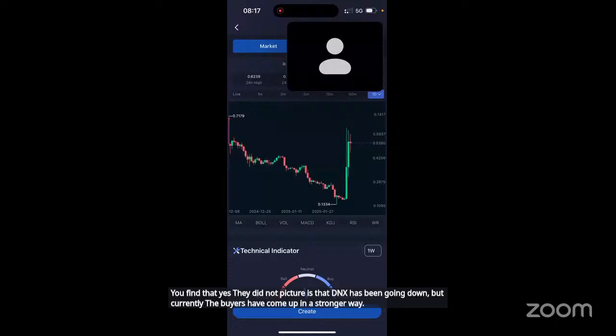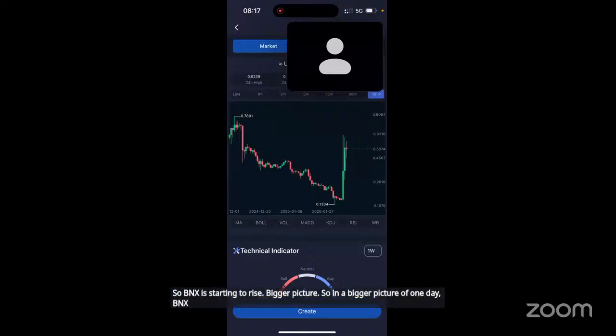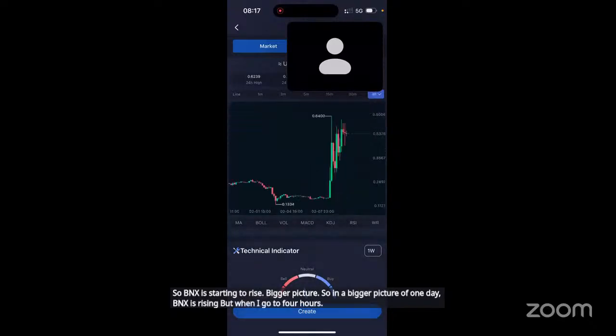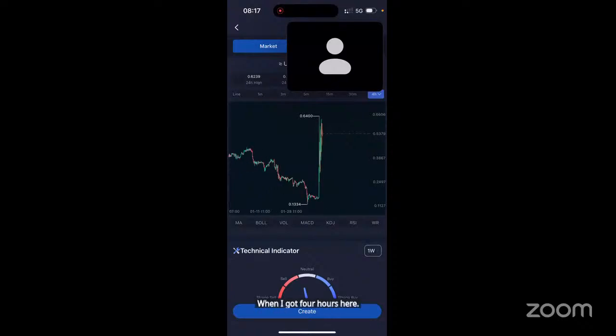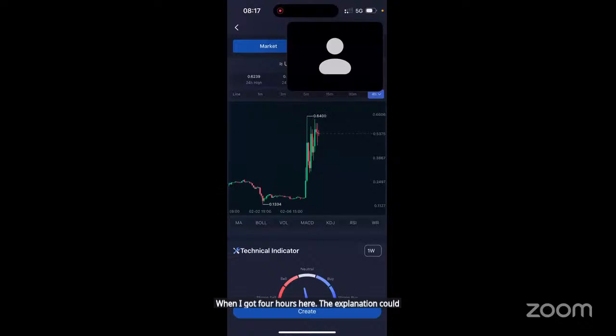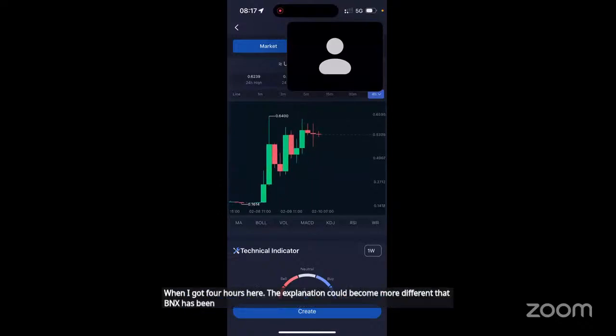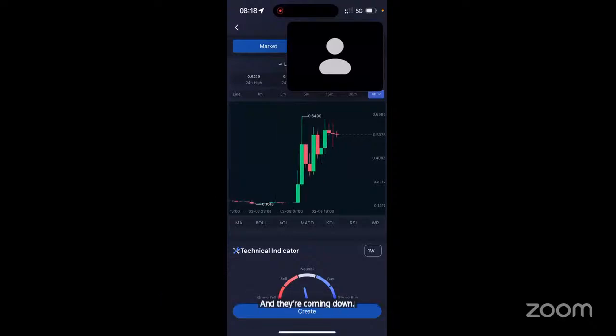So BNX is starting to rise. Bigger picture. So in the bigger picture of one day, BNX is rising. But when I go to 4 hours, here, the explanation could become different, that BNX has been rising and coming down. Is that clear? So the other one is a general bigger picture.